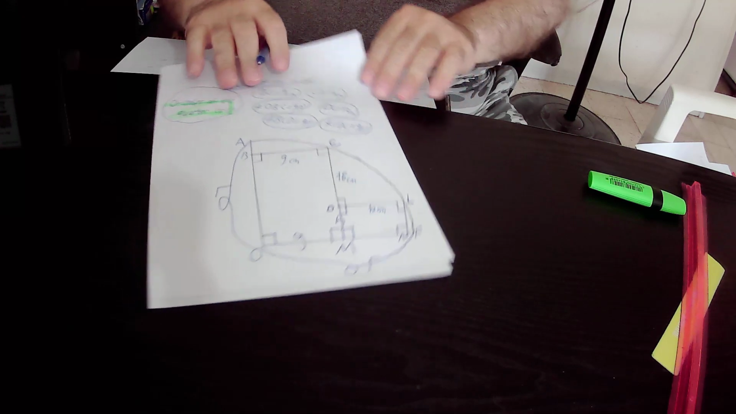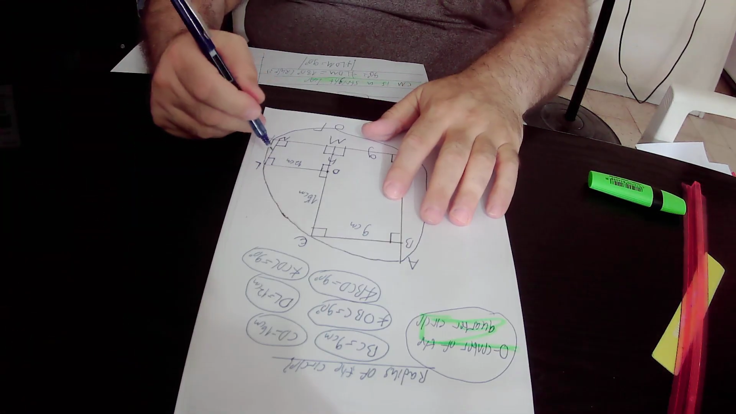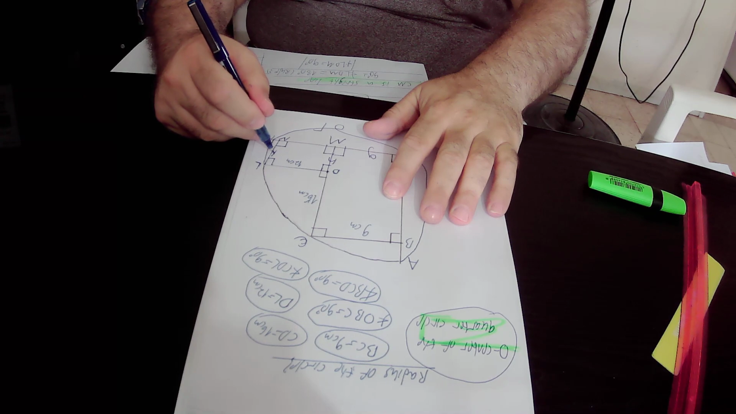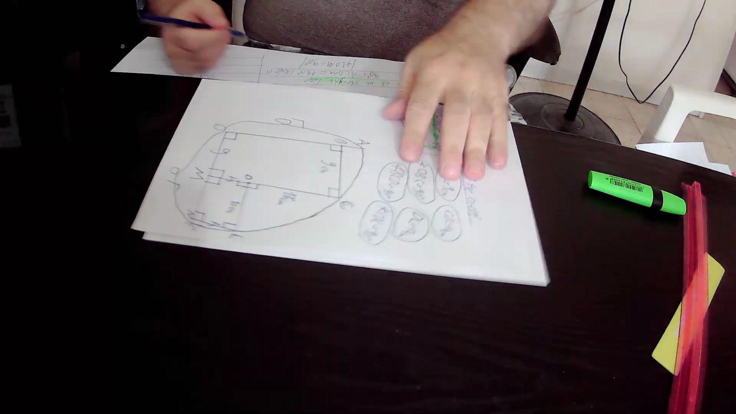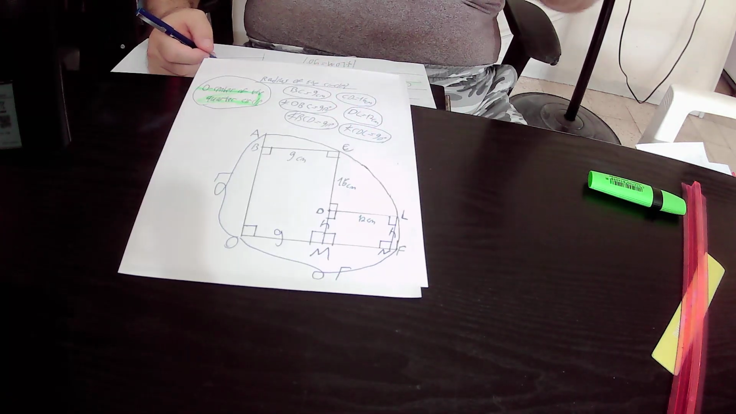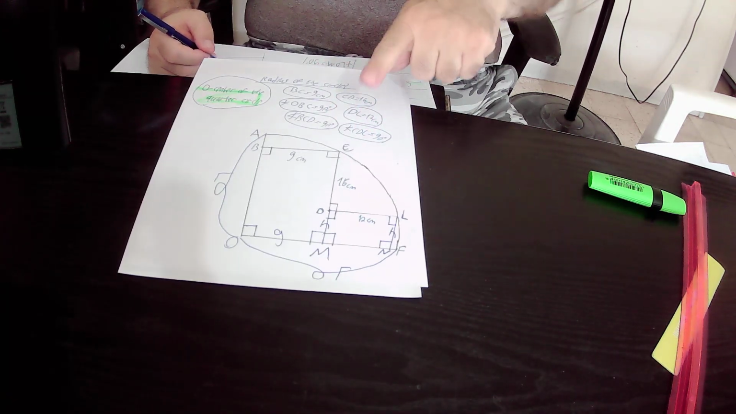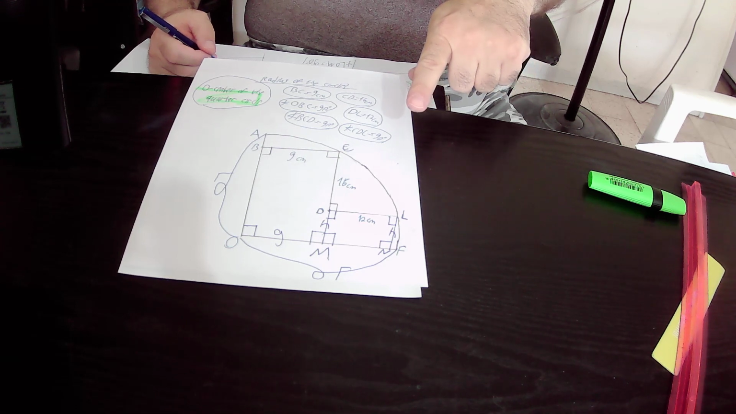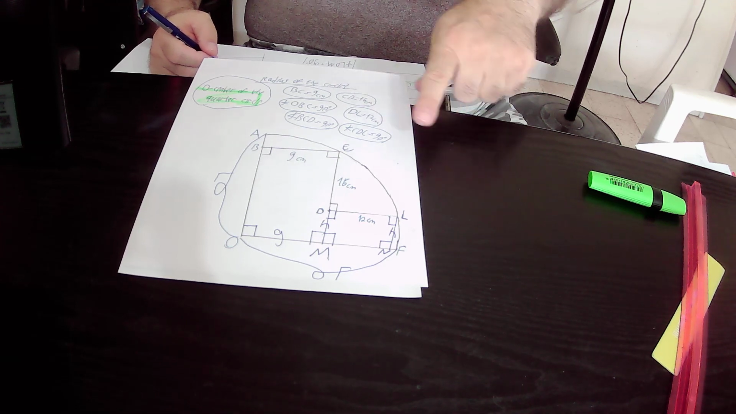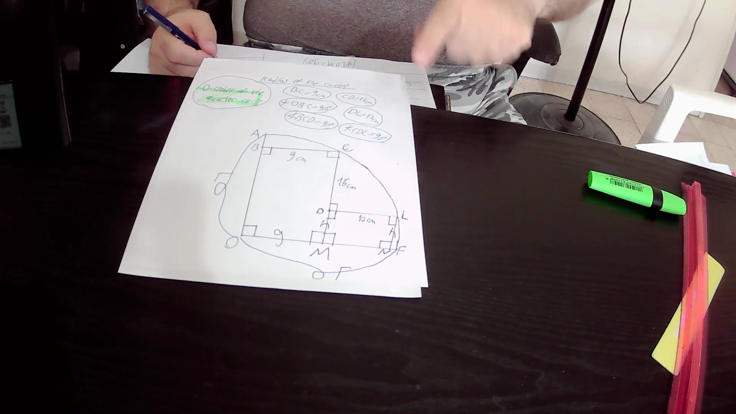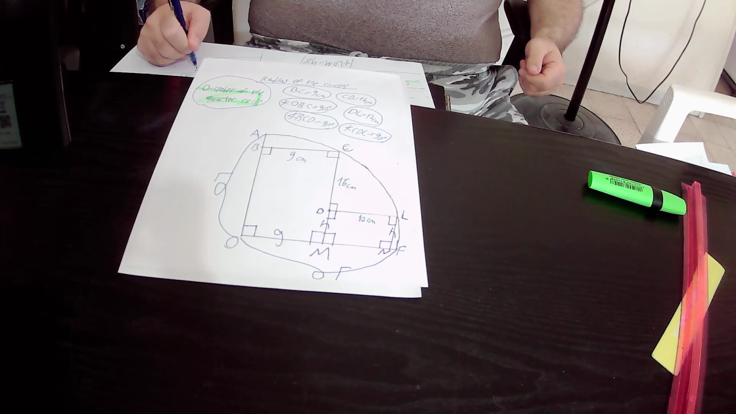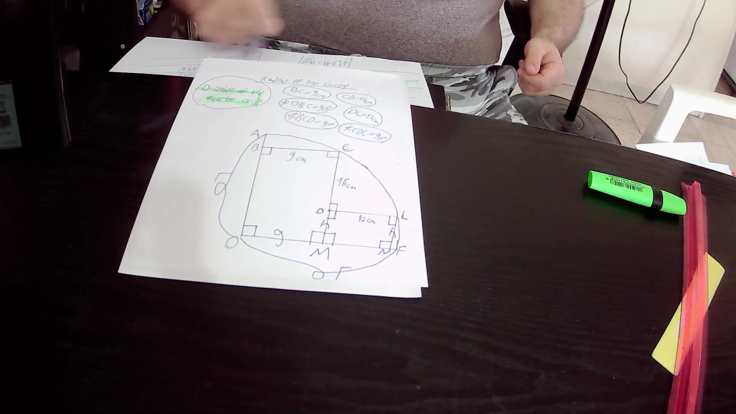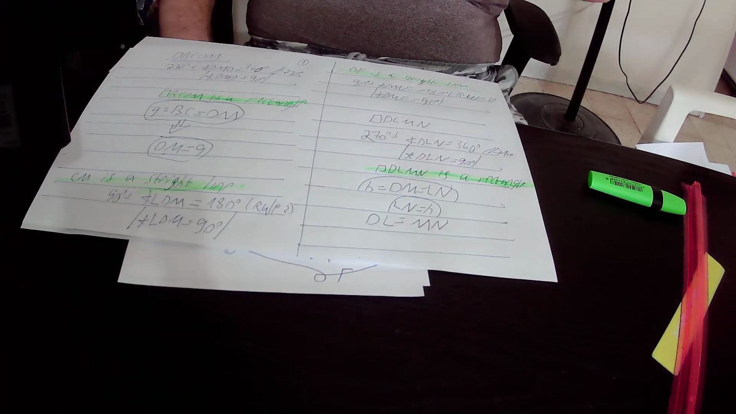Here side LN equals H. Likewise, according to the same rule that the opposite sides of a rectangle are equal to each other, in rectangle DLMN, side DL must be equal to side MN. I repeat again, side DL must be equal to side MN according to the same rule.